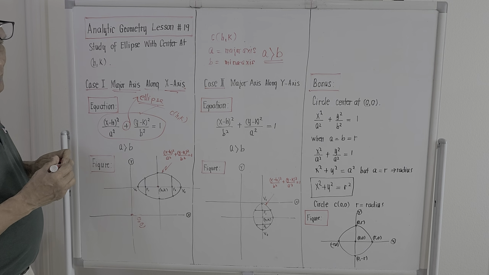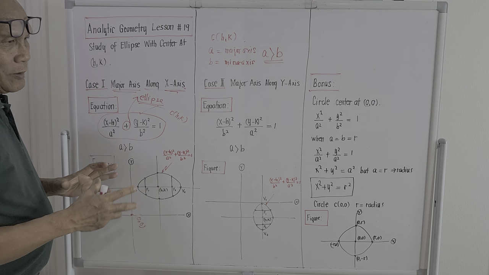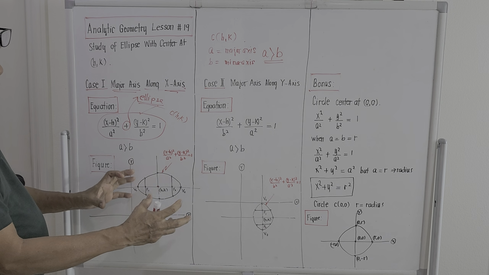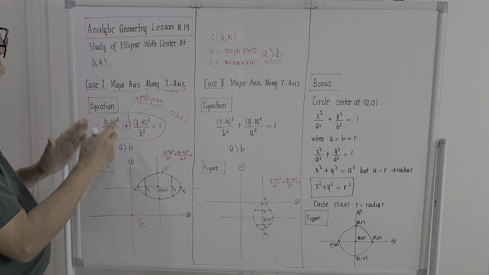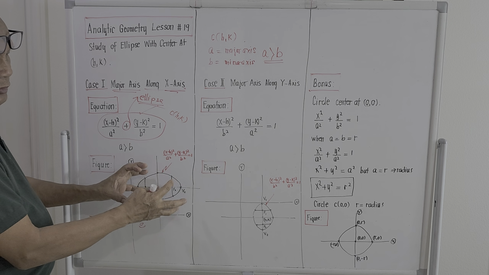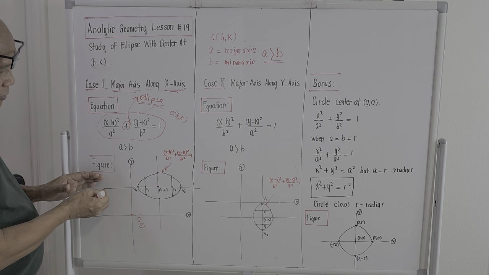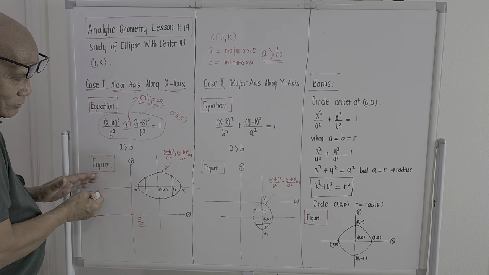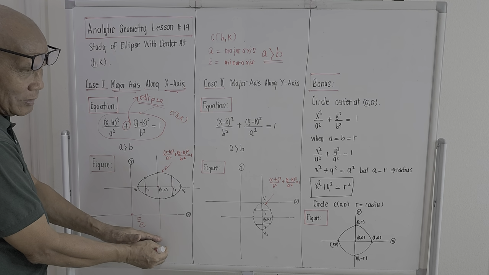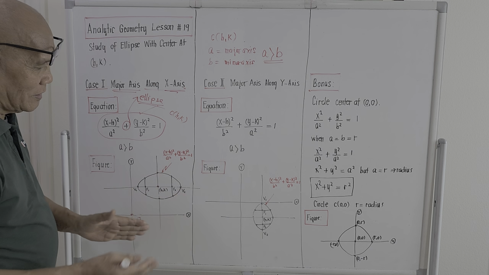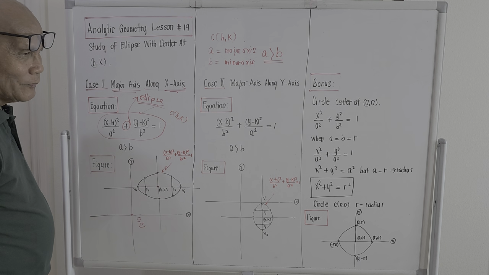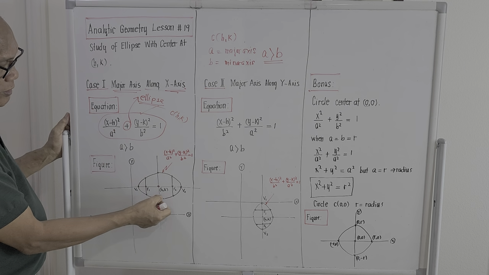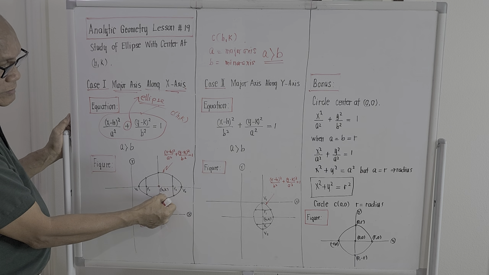Okay, I just bring out that the figure for case number 1 lies on quadrant number 1. It could take quadrant number 2, quadrant number 3, or quadrant number 4. It is just for simplicity. I just put it on quadrant number 1, just to show you that the location of the center is actually at (h, k).